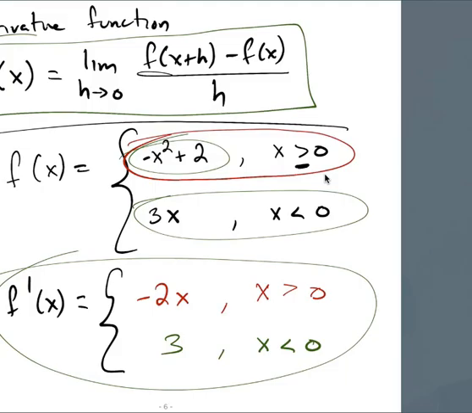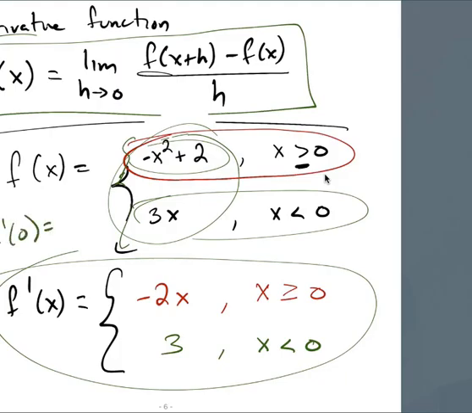This is not a problem here, right? So that is completely correct. When x is greater than 0, the derivative is minus 2x. That's no big deal. When x is less than 0, the derivative is 3. That's no big deal. But where is it that you have to look closer? It's at x equals 0, right? And if the function is not continuous there, then you don't even stand a chance of the derivative existing. So you have to look at it a little bit closer. So if I look at the derivative of this function at 0, what would you say?